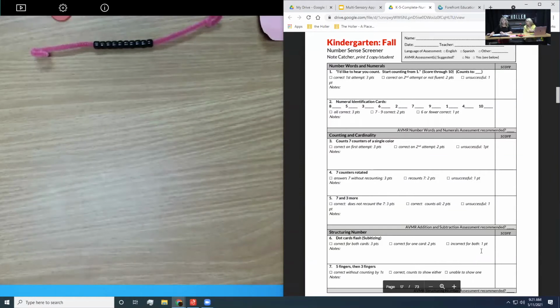That's super important. It's super important to write down exactly what might have happened during that time. Did they start counting and stop and then go back and start over again? You can record something like that. You could also use the notes if they left out a number. You could make a note there of what number they left out, like if they skipped 7. So this is really important.